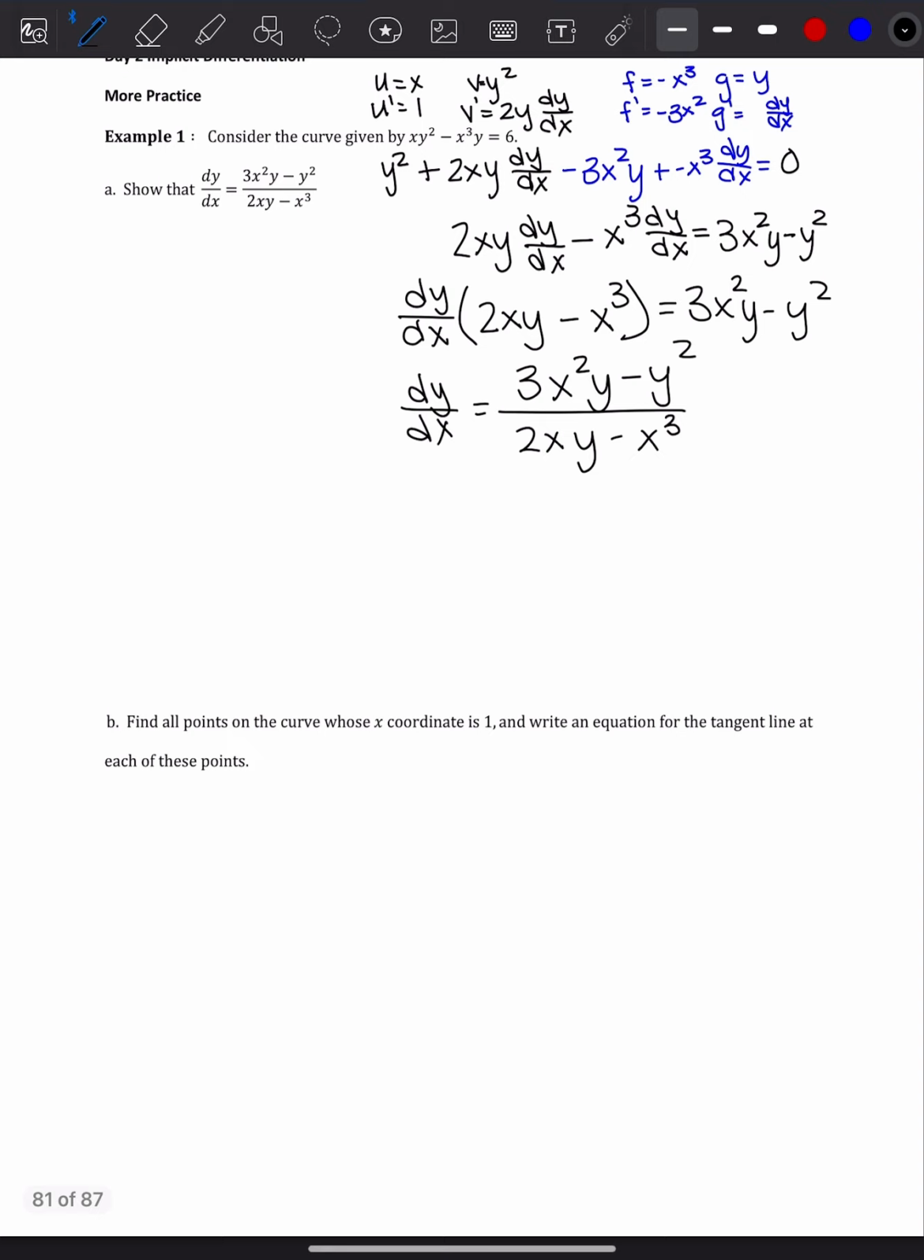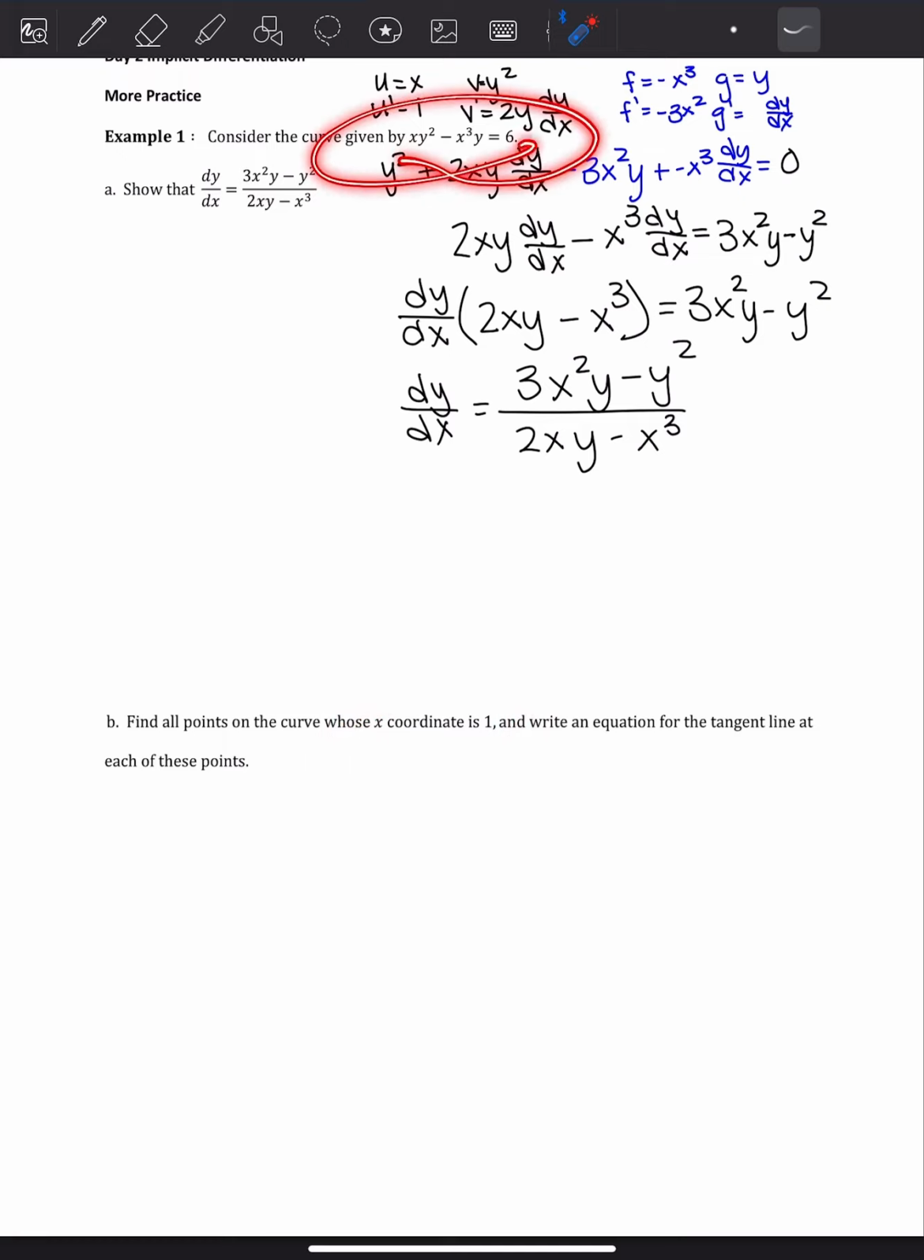Find all the points on the curve whose x-coordinate is 1, and write the equation for the tangent line at each of these points. So we need to find a couple different things. We need to find equations of tangent lines, which requires a slope and an intercept. I already know that I'm going to need slope, which is our derivative. But we need to figure out where these points are. So we have an x-coordinate that is equal to 1.